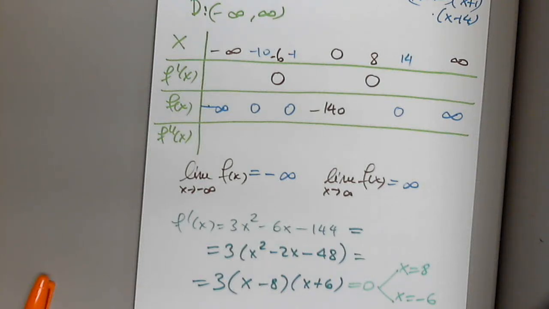To the left-hand side of negative 6, between negative 6 and 8, and to the right-hand side of 8, I have to study the sign. And this is the first derivative test. So the first derivative test means what? If the derivative is positive, the function is increasing. If the derivative is negative, the function is decreasing. If the derivative is 0 or undefined, where the function is defined, that is a critical number.